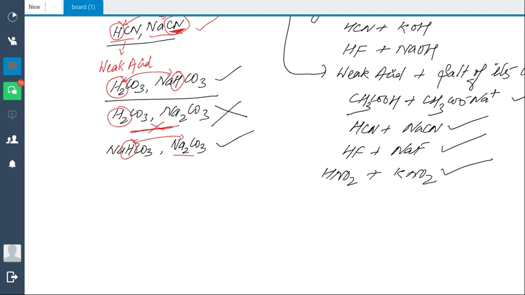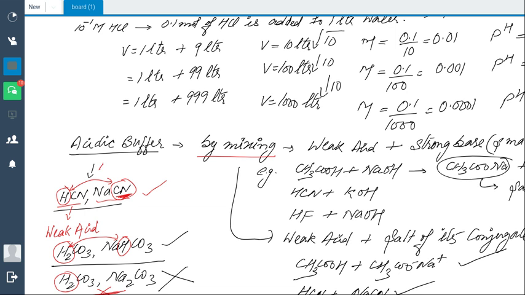One which you obtain by mixing, and second which contains the pair. I write it over here. Understood? Okay.